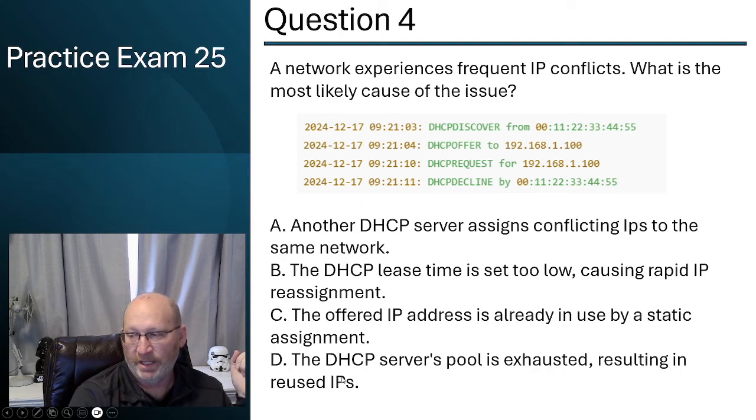So why isn't it this one? DHCP pool server exhausted, resulting in reused IPs. It doesn't do that. It doesn't reuse IP addresses. That's not the error we would see on this. And so this is the only one that makes sense. C is the only one that makes sense. C is going to be our answer.